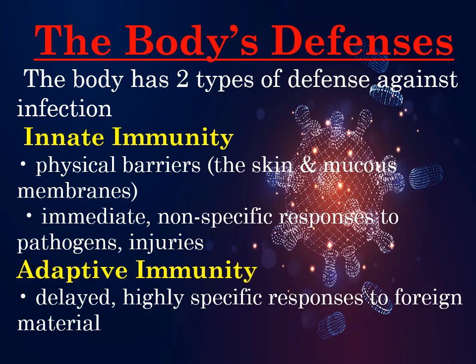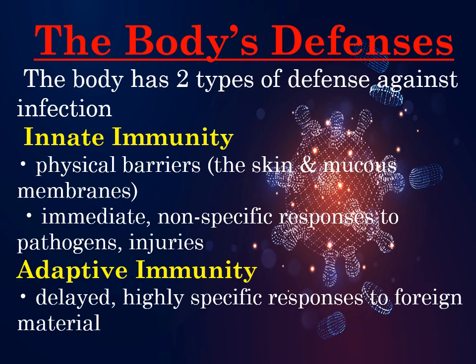In our day-to-day life, we come across many microbes and bacteria through different means like air, water, anything that comes in contact with us. There are certain microbes which are harmful for us, so our body needs a strong defense system against these microbes. Our body has two types of defense against infection, and those are innate immunity and adaptive immunity.